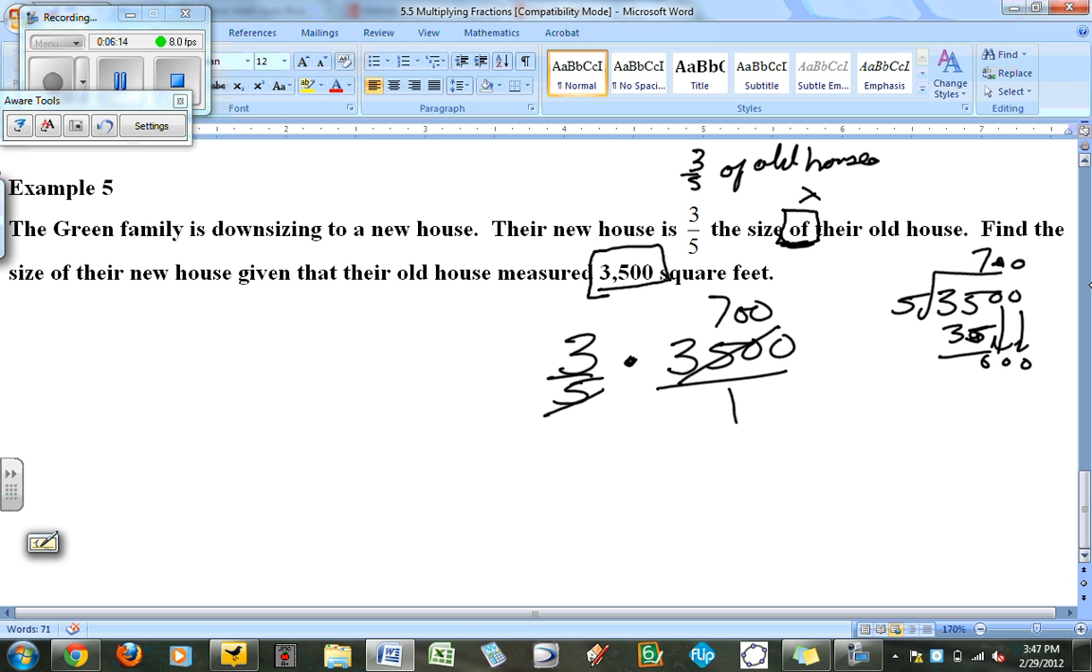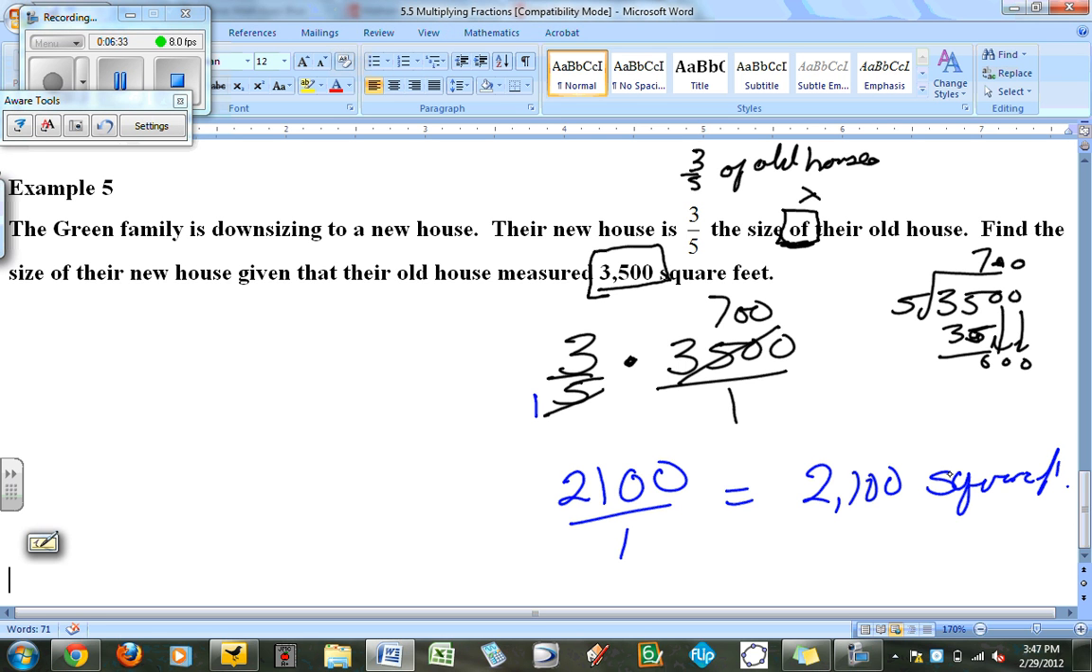And now all we have to do is multiply straight across. That became a 1, by the way. So multiply now straight across. 3 times 700. 3 times 7 is 21. Add 2 zeros, so 2,100. And 1 times 1 is 1. So their new house is 2,100 square feet. Okay, I hope this helps. We'll see you in class.